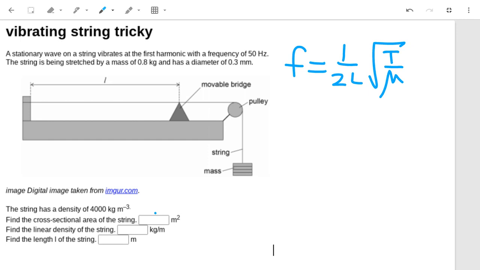So let's start with the cross-sectional area. That's going to be pi r squared, or pi d squared over 4. If I plug that in, that's pi times 0.3 times 10 to the minus 3 squared, divided by 4. So for that one, I get a cross-sectional area of 7.07 times 10 to the minus 8.